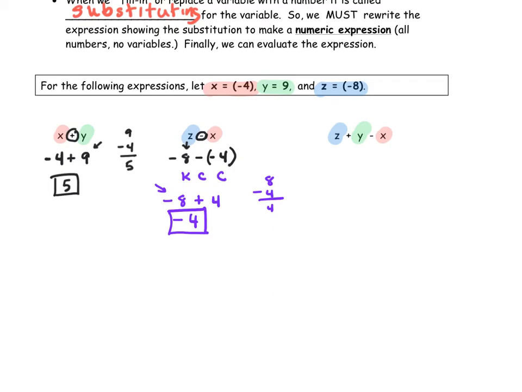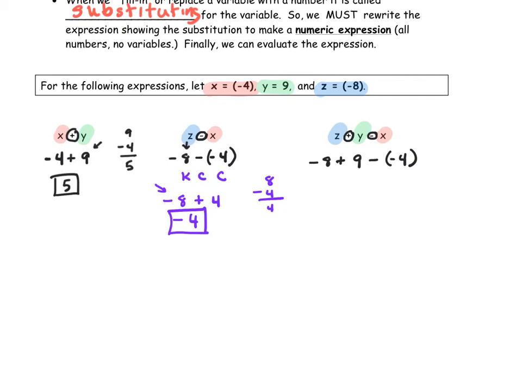So I'm going to give you a minute, see if you can substitute for z, y, and x. All right, check back and see if you agree with this. Now we have to drop down the signs that are given. So in between -8 and 9 is a plus, and in between 9 and -4 is a minus. But again, I want to make sure that I don't confuse my minus sign with my negative sign. So I'm going to enclose that -4 into parentheses.